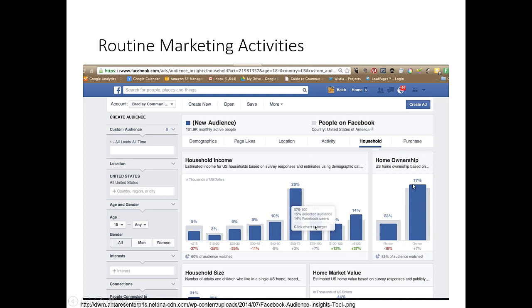Similarly, this group also over-indexes compared to the general Facebook population in terms of home ownership. These types of insights can also be used to understand how your Facebook pages are performing in terms of attracting and retaining your audience, and could be useful for a variety of marketing research questions.